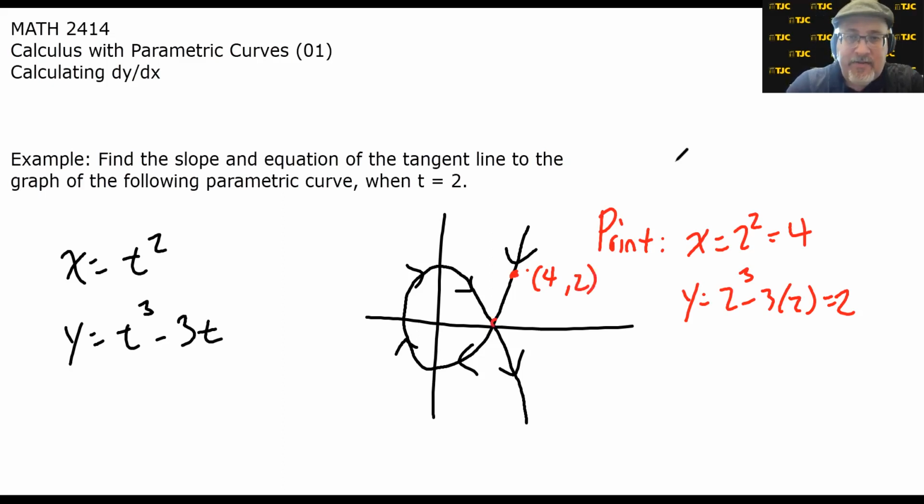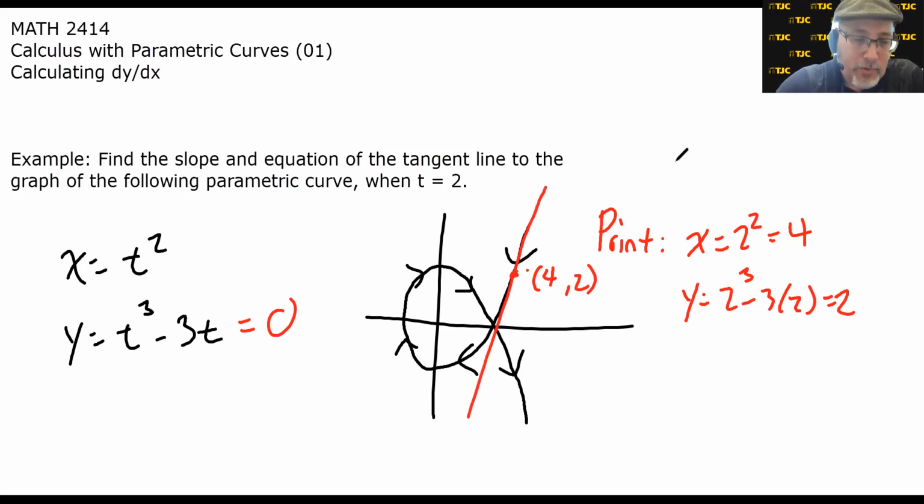How do I know it's to the right of this? You'll have to trust me for now. But we could talk about how to find that x-intercept. When you know the x-intercept, your y is equal to 0, so you would simply put this equal to 0 and solve it. We would get t equals 0 or t equals plus or minus the square root of 3. And that would correspond to some of these points. But anyway, I digress.